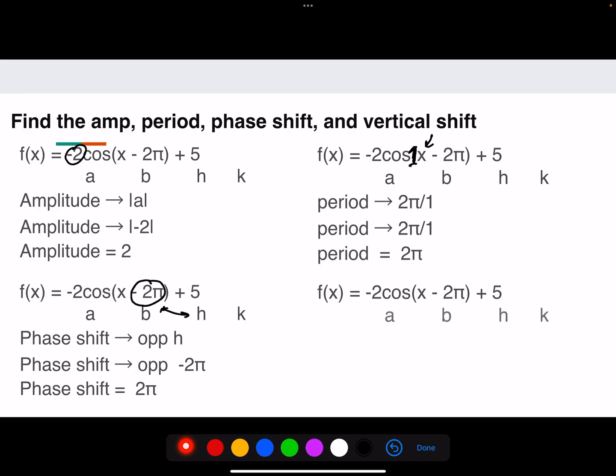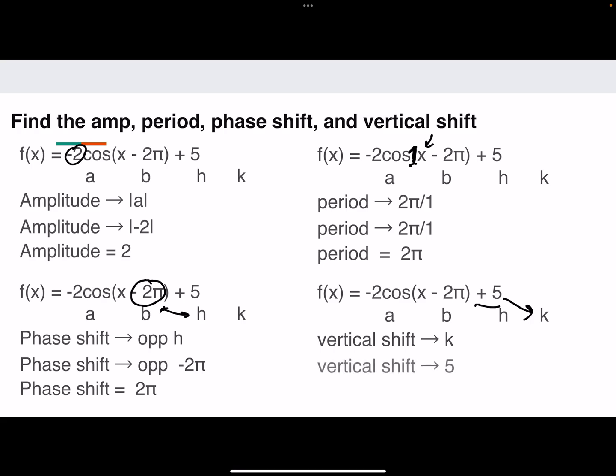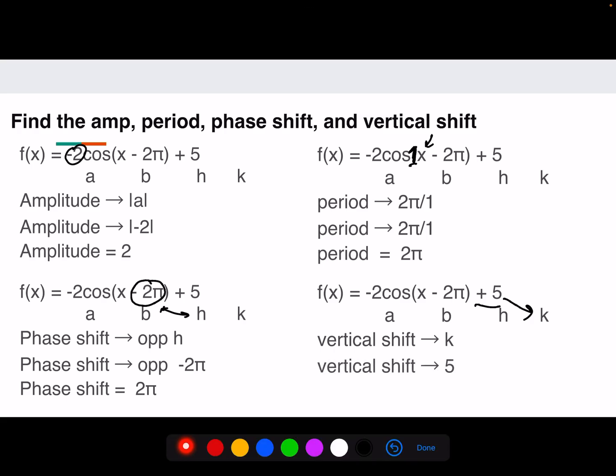And then I'm going to have my vertical shift. That vertical shift is always going to be whatever's on the outside, and it just is whatever that is. So the vertical shift is 5. And there's our amplitude, period, phase shift, vertical shift. So try a couple of these, see how you do, and then feel free to come ask me some questions.